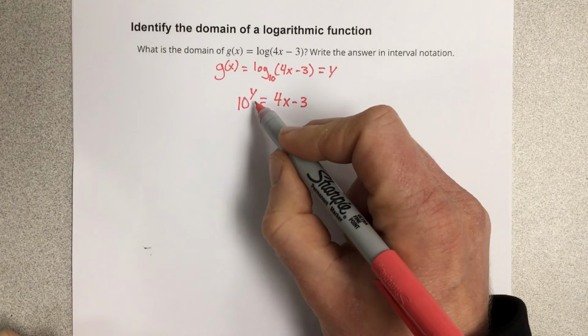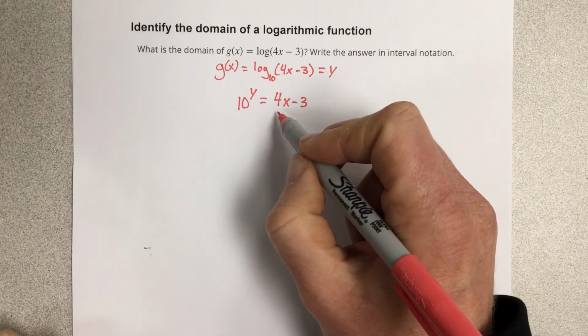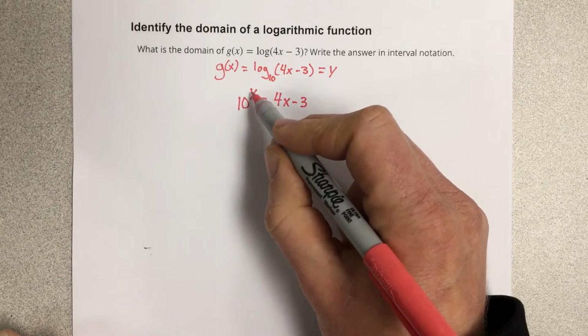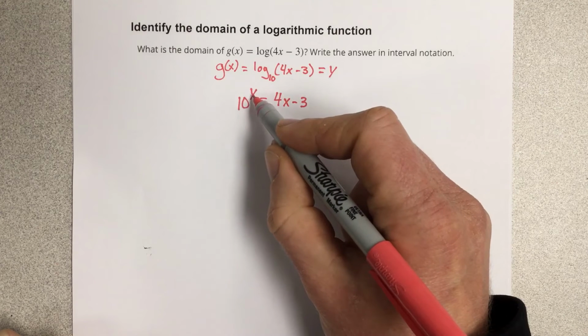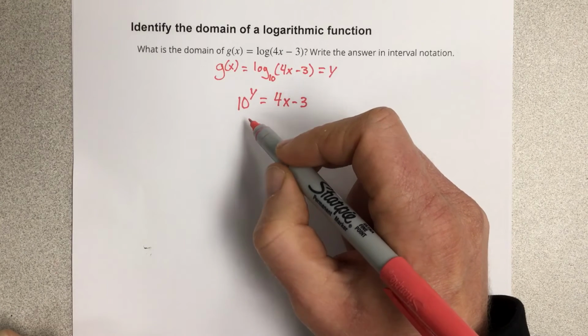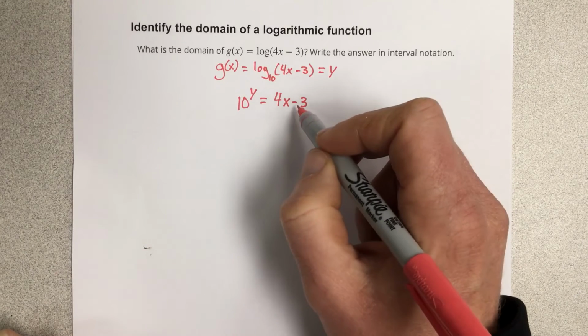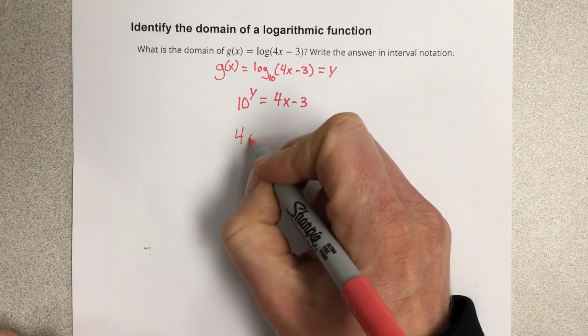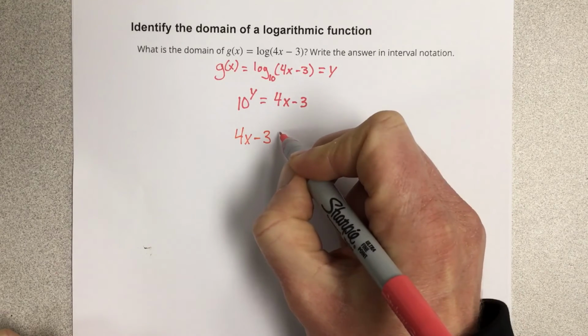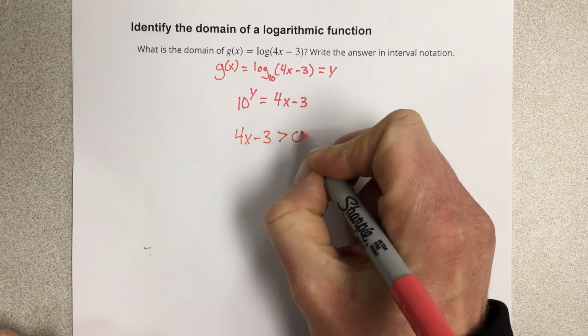Also, is there any way to get 0? If I take 10 to some power, can I get 0? And the answer to that is no. 10 to the 0 power is 1, 10 to the first power is 10, 10 to the negative 1 is 1/10. I never get 0 for an outcome. So that means that 4x minus 3 is going to have to be greater than 0.